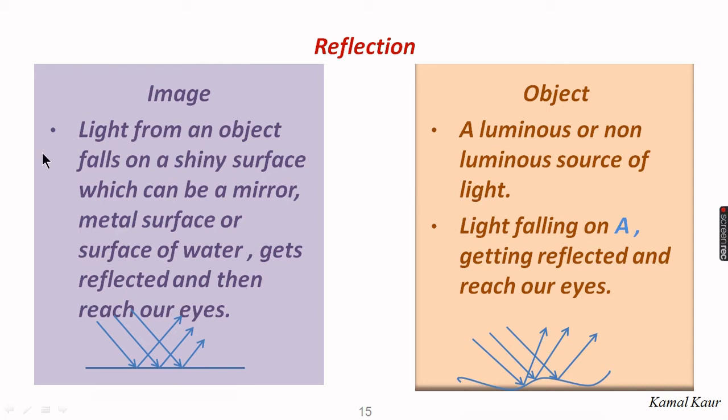Now, image. An image is formed when light from an object falls on a shiny surface, which can be a mirror, metal surface, or surface of water. Then it gets reflected and reaches our eyes.